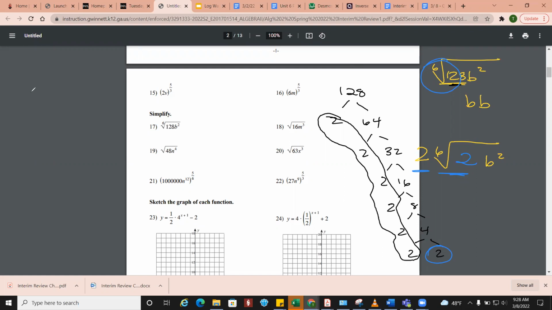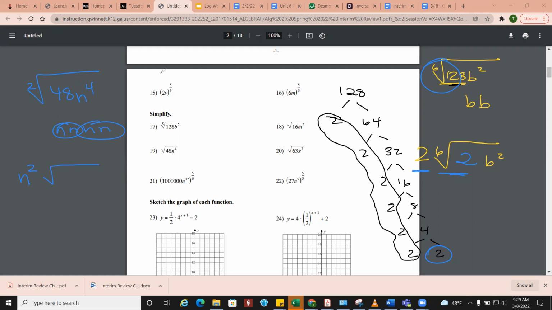Okay, so I have the square root of 48 into the fourth. Let's do our variable first. I have 4 ins. I'm making a group of 2. I can make 2 groups, right? So that means I'm going to pull out an n to the second power. Now, when I take the square root of 48, I get a decimal, right?